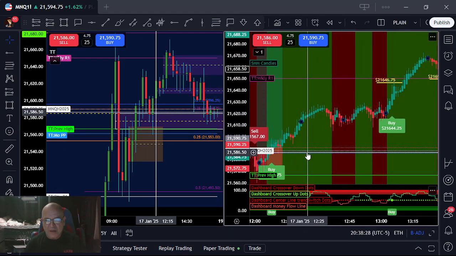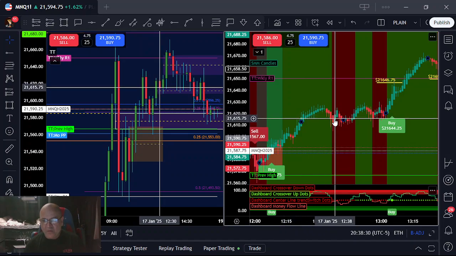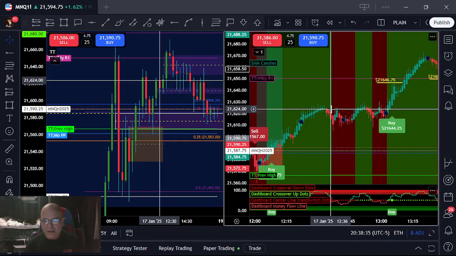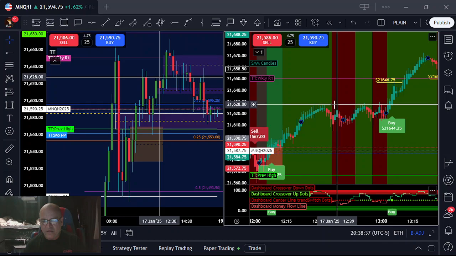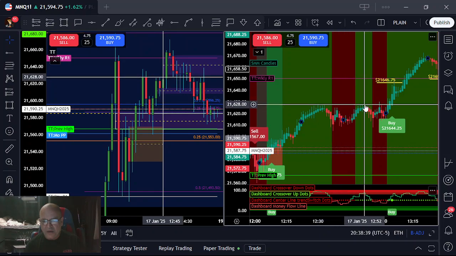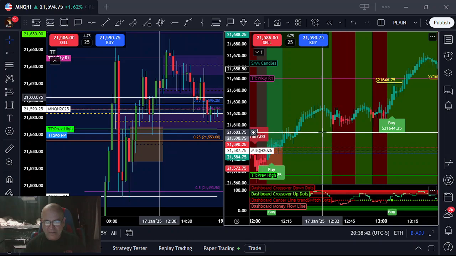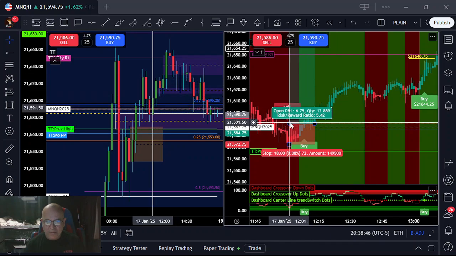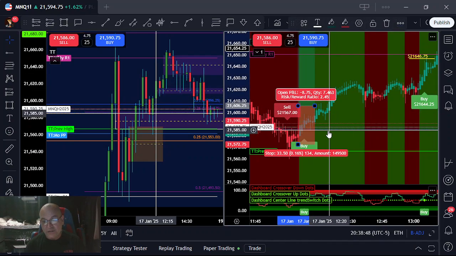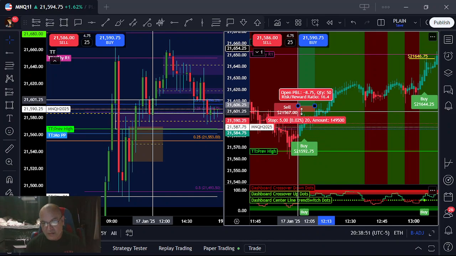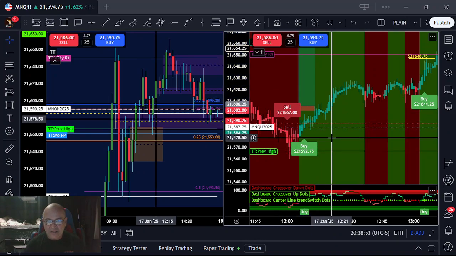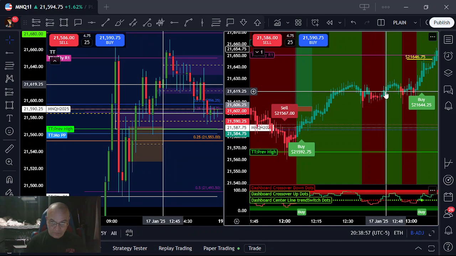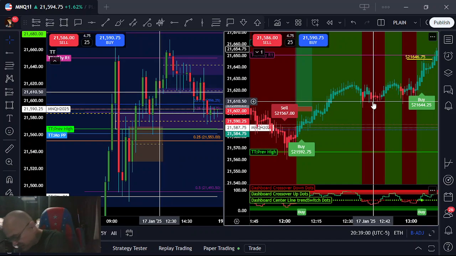All right. And then we had our pullbacks here. And as soon as we broke this high right here, I added again, which is going to pull us up a little bit more. And I can show you exactly where it's at. And of course, I'm moving my stop loss up even further each time, because I'm adding contracts to the trade.